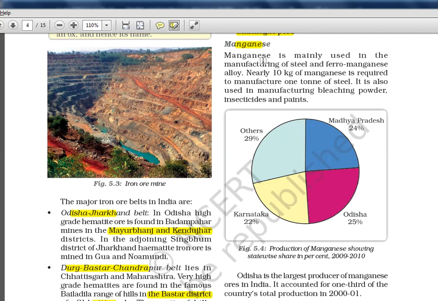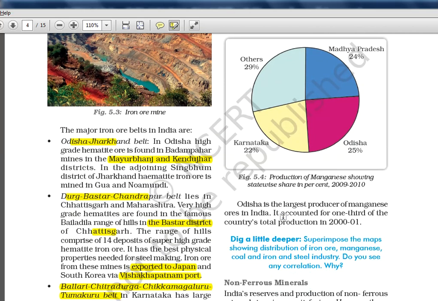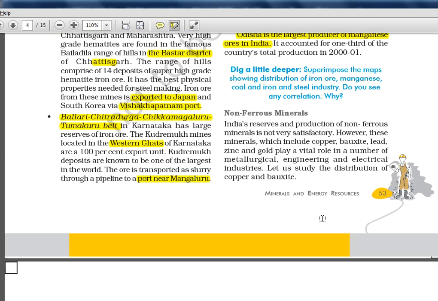So manganese, this chart is enough. Madhya Pradesh, Odisha, and Karnataka. So again, kind of South India and Central India, East, South Central East kind of places. Odisha is the largest producer of manganese. That fact alone is enough for manganese. Now non-ferrous.